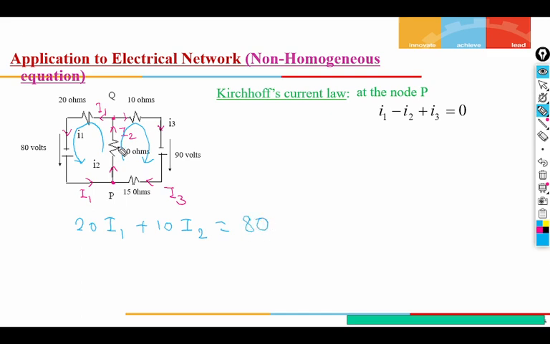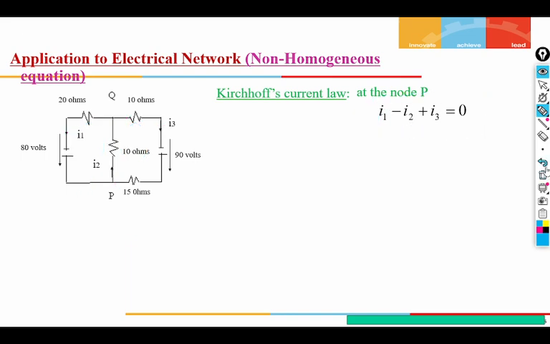For the right loop, yes, here is a 10 I2. 10 I2 is a voltage in the right loop also, but here is a 10 I3. Not only that, here again 15 I3. So 10 I3 plus 15 I3, we can write it as 25 I3 equal to the supplied voltage, that is 90. So that way we are getting the three equations. This is the first equation.